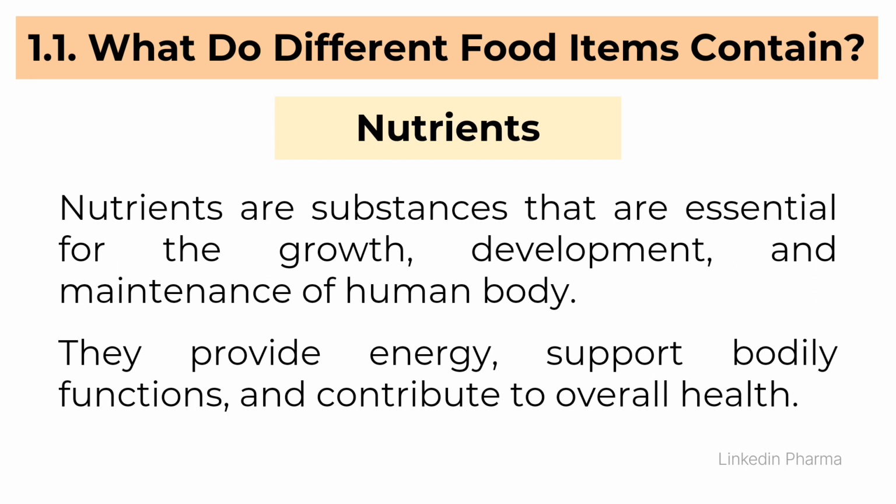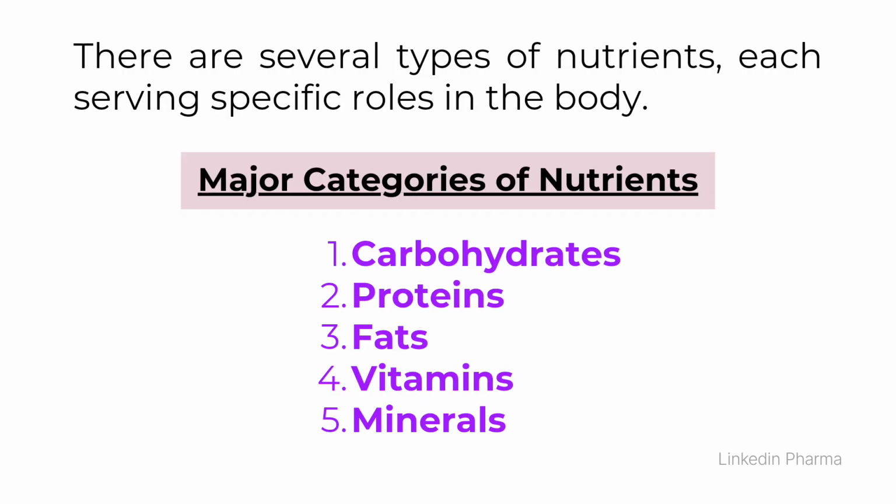Nutrients. Nutrients are substances that are essential for the growth, development, and maintenance of the human body. They provide energy, support bodily functions, and contribute to overall health. There are several types of nutrients, each serving specific roles in the body. Major categories of nutrients: carbohydrates, proteins, fats, vitamins, minerals.